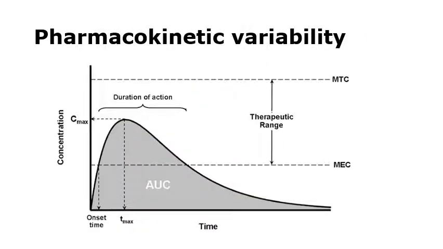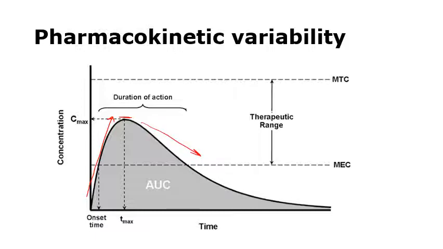This is a typical plasma concentration time curve following the administration of a drug by oral route. As you can see here, there is an increase in the plasma concentration with time, and we reach the Cmax, or the maximum concentration in plasma, and then there will be a decrease in the plasma concentration.